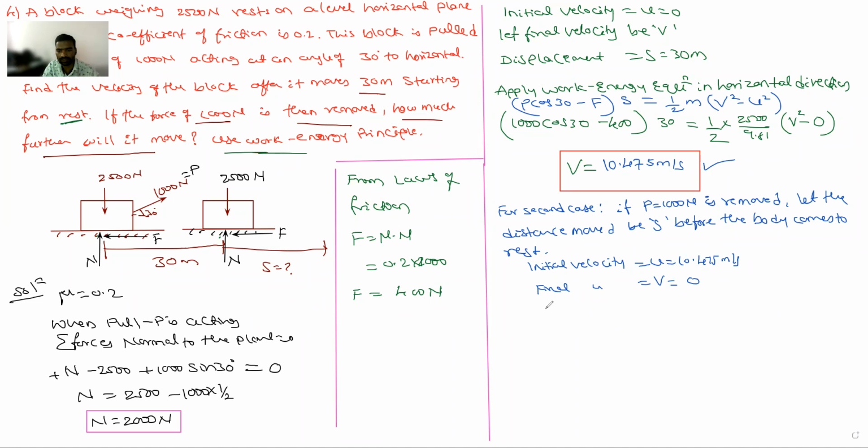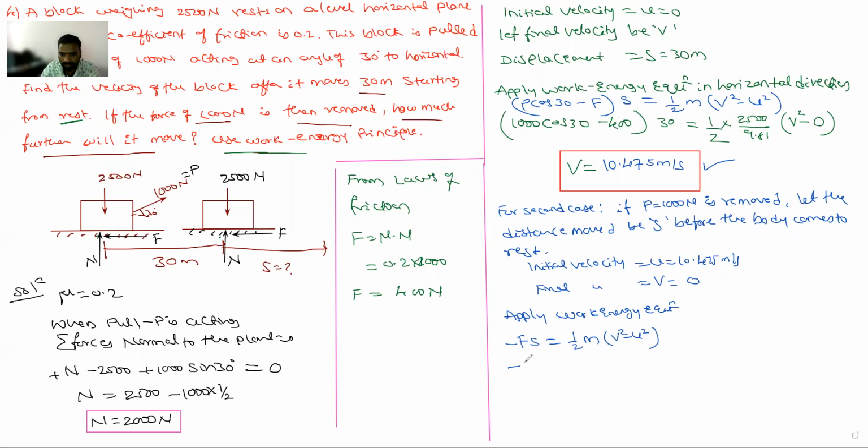Now you apply the work energy equation. In the horizontal direction, what are the forces? Minus F, because displacement is in the right direction, but force is applying in the negative direction. So minus F into S is equal to half M into V square minus U square.